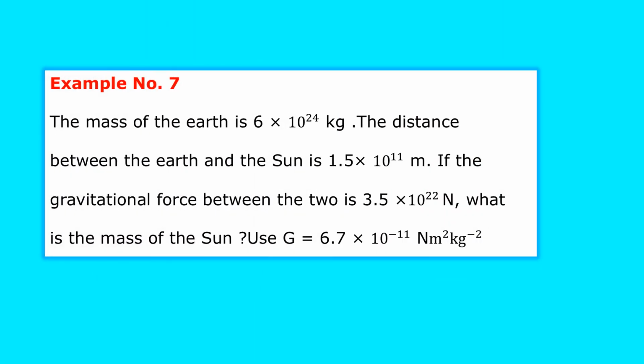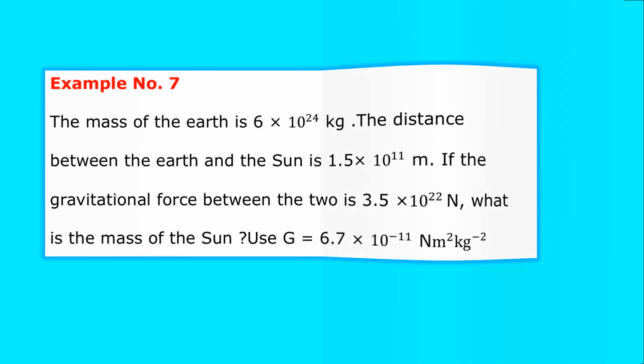Now example number 7. The mass of the earth is 6 into 10 raised to 24 kilogram. The distance between the earth and the sun is 1.5 into 10 raised to 11 meter. If the gravitational force between the two is 3.5 into 10 raised to 22 Newton, what is the mass of the sun? We have to use G is equal to 6.7 into 10 raised to minus 11 Newton meter square per kilogram square. The gravitational constant value is given.